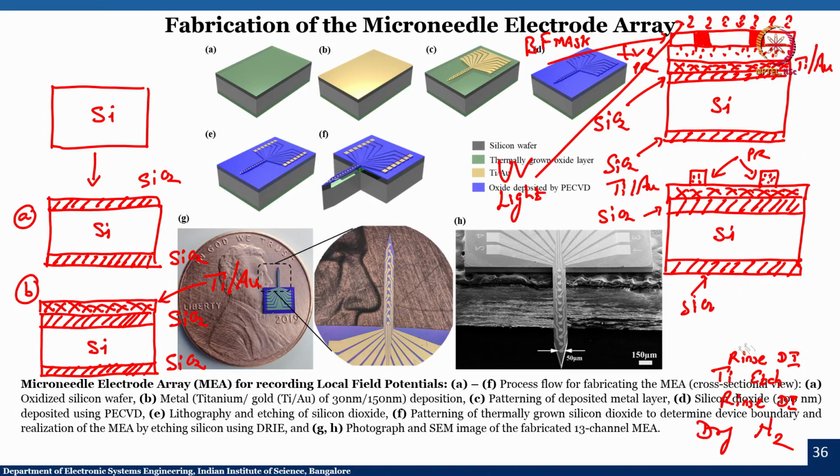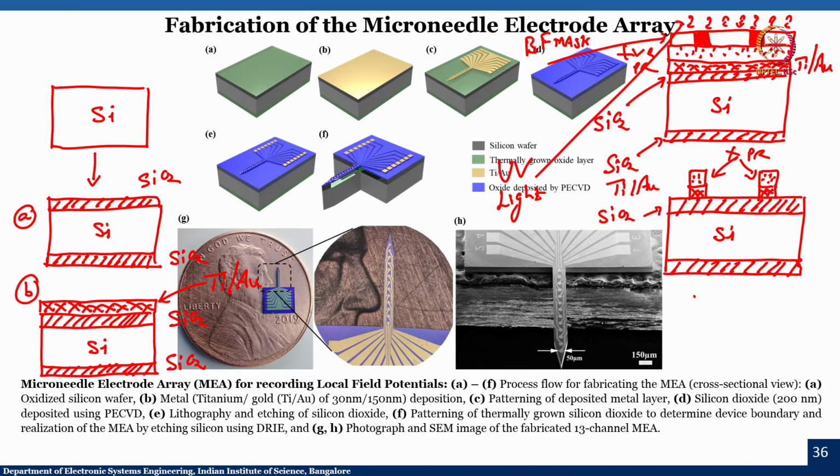Okay. If you do so, what will you get? Like this, is it not? The area which is protected by the positive photoresist will not get etched, the area which is not protected will get etched, simple.